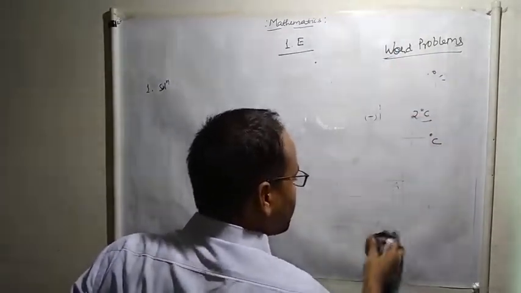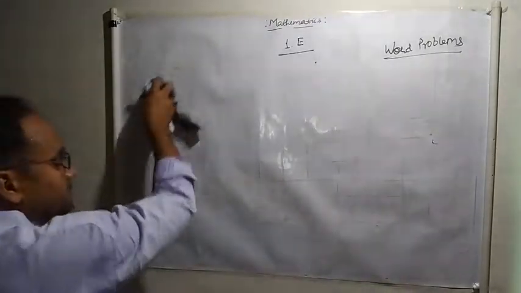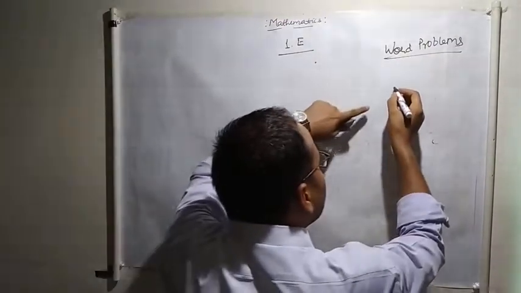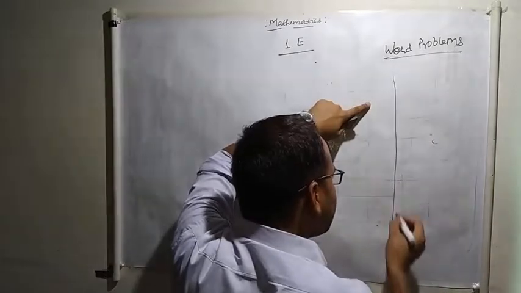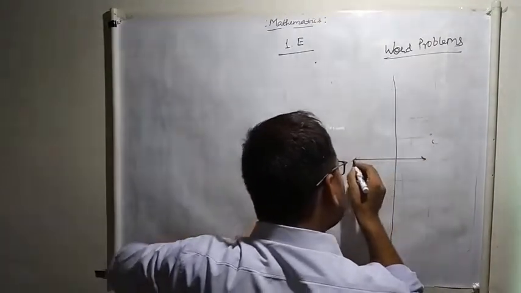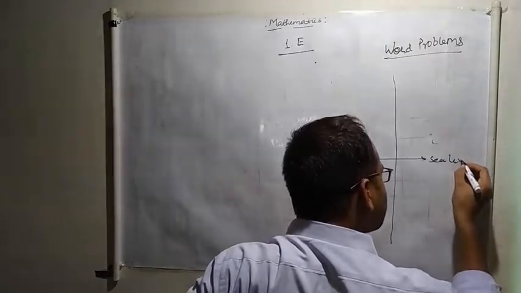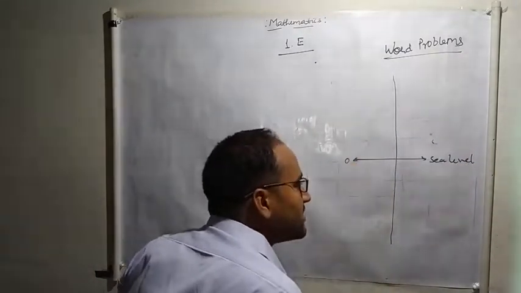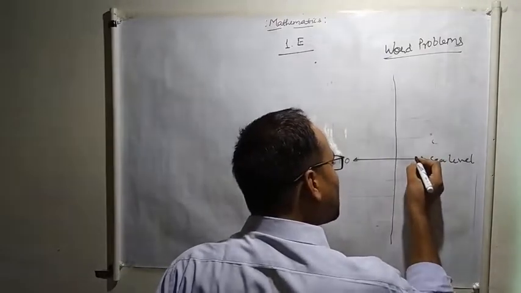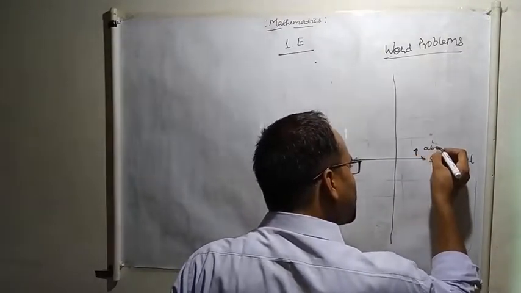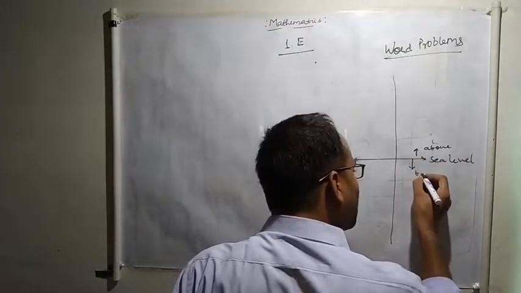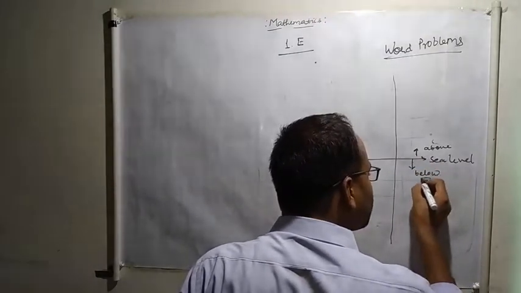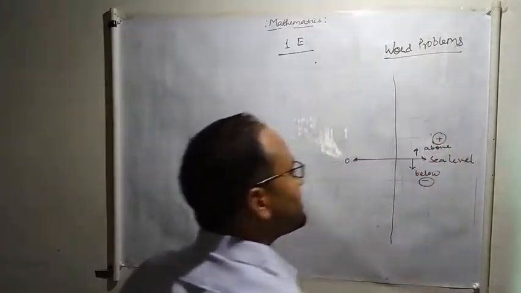Question number 3. Here is a point. If I take this one as sea level, this is considered as 0. If I go upside, this is known as above sea level, and this one is below sea level. Below sea level is considered negative, and above sea level is considered positive.